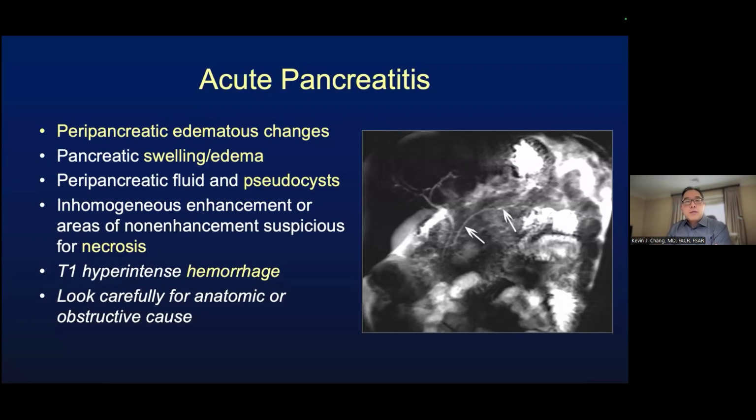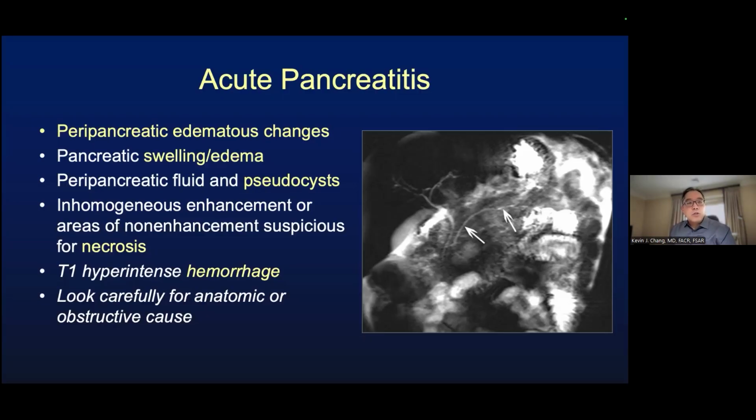But it's important to recognize the imaging features of acute pancreatitis. Typically, the hallmark is going to be peripancreatic edematous changes, the T2 hyperintense signal, either within the pancreatic parenchyma or the adjacent tissues, plus minus adjacent fluid or fluid collections. The pancreatic parenchyma itself may also appear swollen and edematous, and you may see not just peripancreatic fluid collections, but the presence of pseudocysts, or other complications, depending on how long-standing the bout of pancreatitis is.